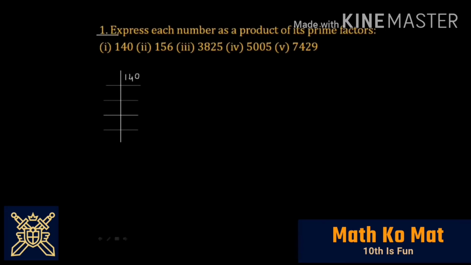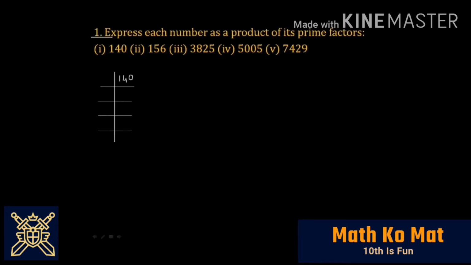So guys, this is question 1 of exercise 1.2 of real numbers. In this question, we have to express each of the given numbers as the product of its prime factors. In other words, we just have to do the prime factorization of these numbers. So let's start. The first number is 140.